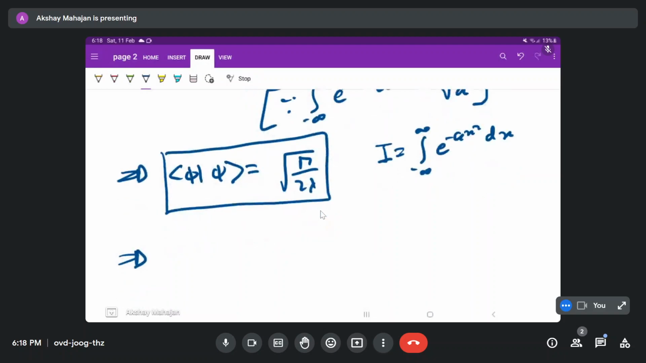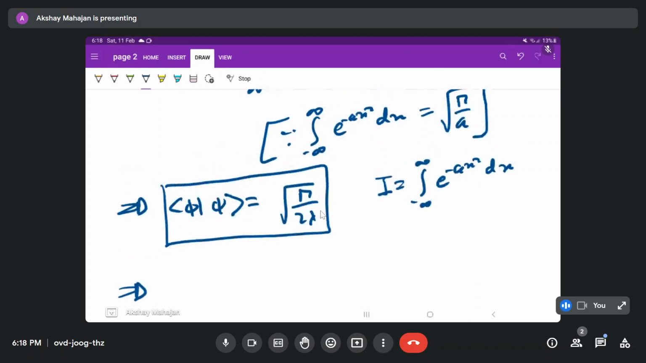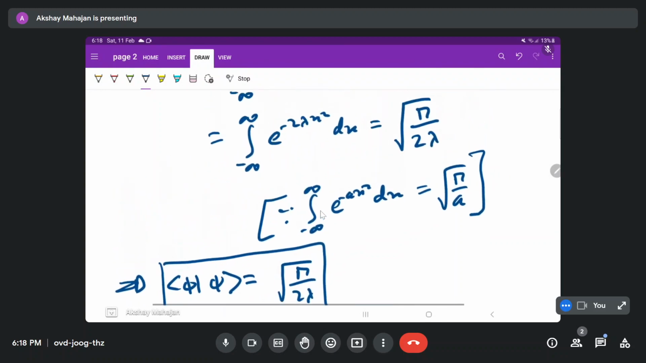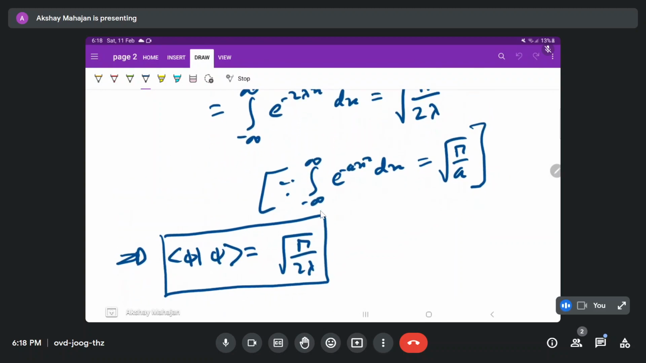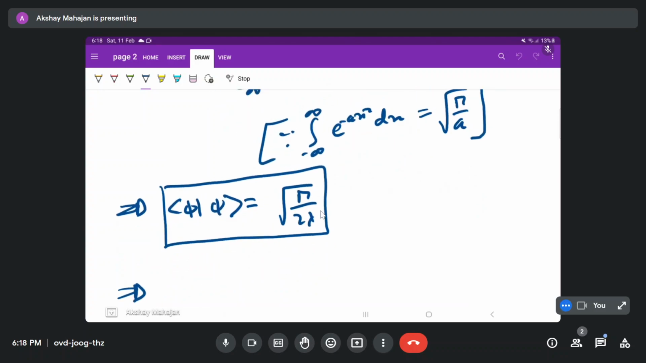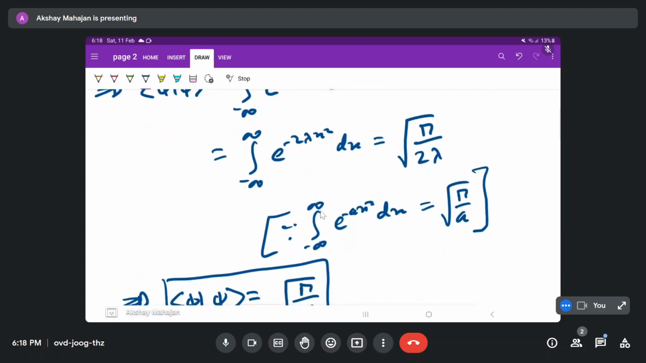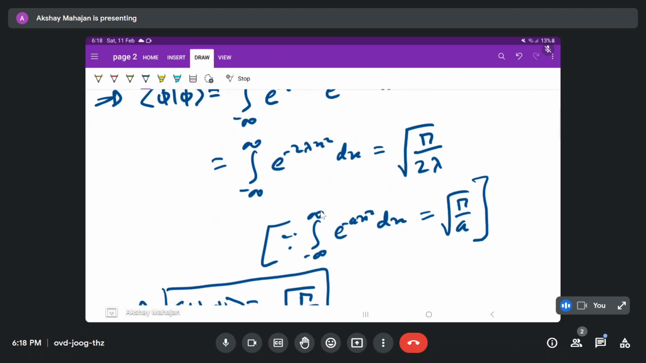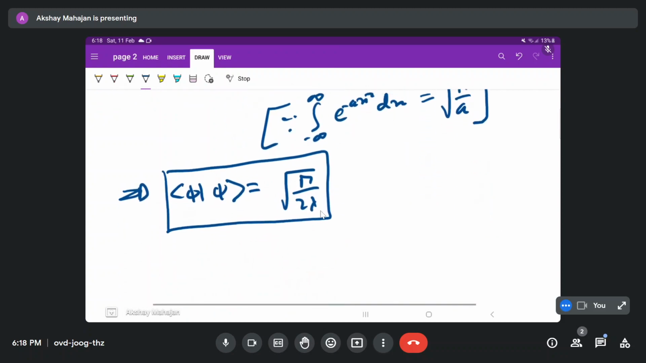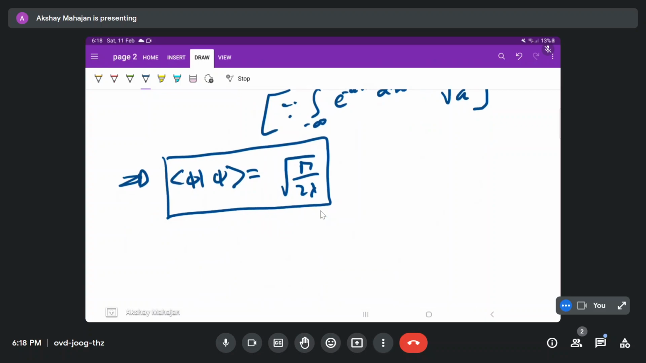Sorry, I missed some calculation here. So let's just solve this. This is basically a solution, but I will show you how these integrals are actually done. The concept is simple and was in the class as well, but I will show you how this integral is done. Let's just prove this once, because these are important integrals and one should remember how they are derived.